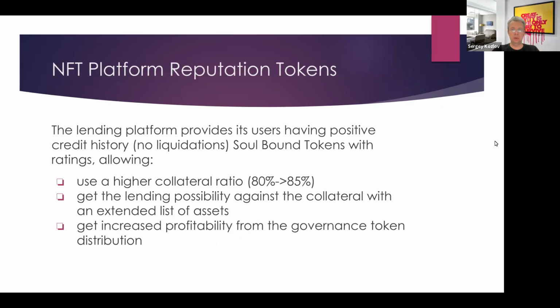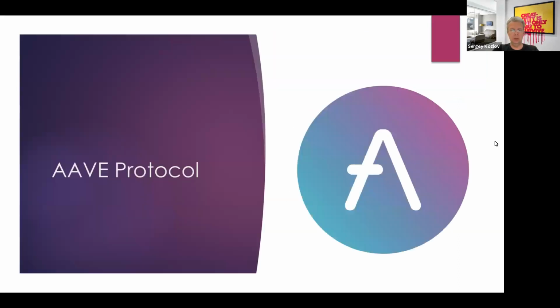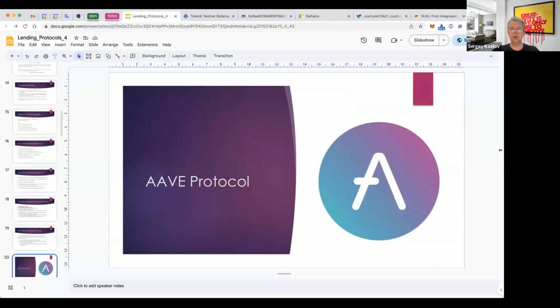NFT platform reputation token, we already discussed it. So it's a higher collateralization ratio. It's like a credit history. If you have that positive credit history with the protocol, then that's fine. Let's have some additional perks and bonuses. If not, then you can earn it by having good behavior for, let's say, half a year, maybe 3 months. And then you can claim this soul-bound token, which you cannot send to anyone. It sticks to your address. You can only claim it, use it on the platform, and if you wish, burn it. And that's it.